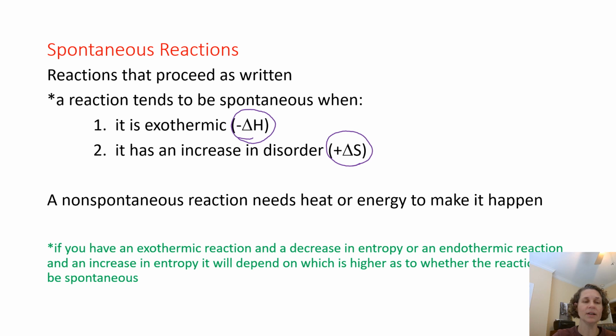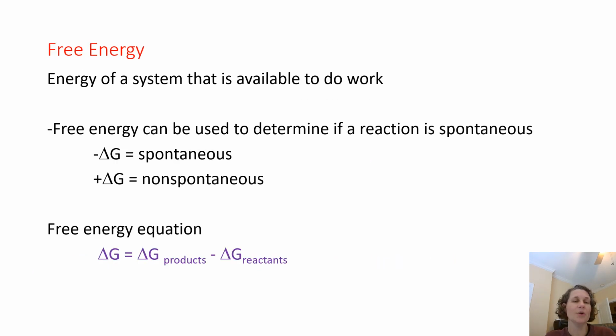Now, I do have my little disclaimer down here. If you have two negatives, negative delta H and negative delta S, or two positives, it really will depend on which one kind of overbalances the other. We will not deal with situations like that, but I just want to make you aware that it's not always negative or positive.